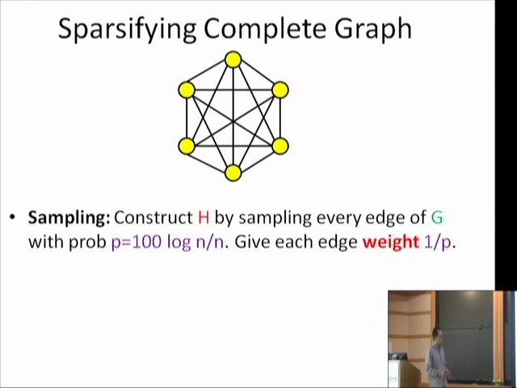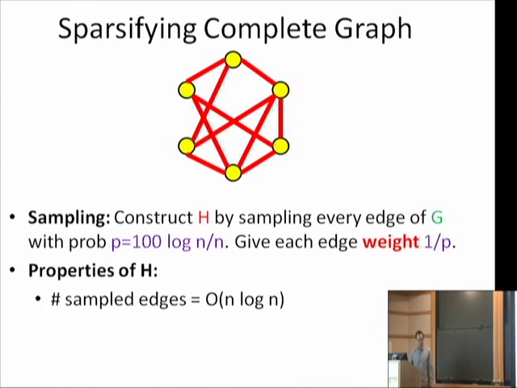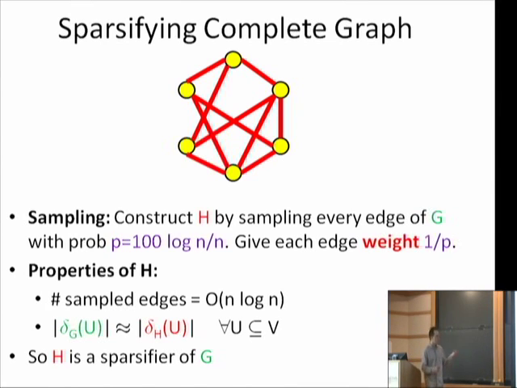A simple exercise in random graphs is to show that if you sparsify the complete graph by simply picking each edge with probability p, say log n over n, and in H we give each sampled edge weight 1 over p, then our number of edges is of course in expectation about n log n, and the cuts are preserved to within some small multiplicative factor. So this process gives us a sparsifier of the complete graph.